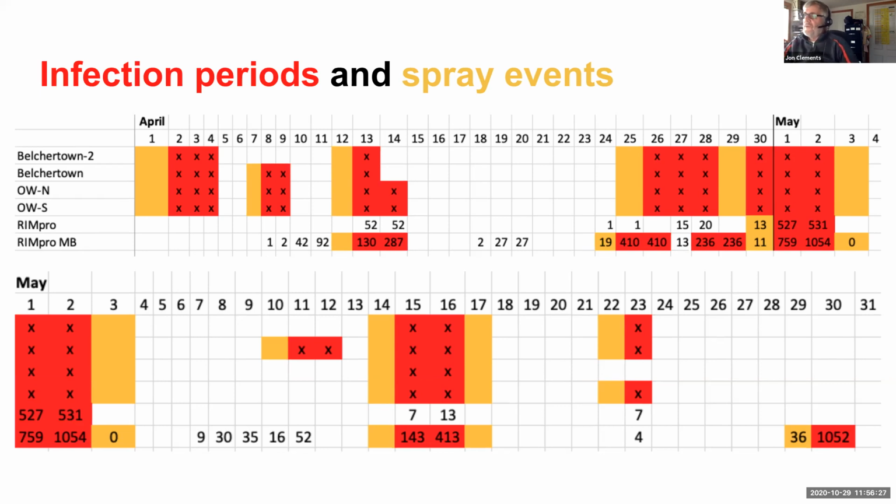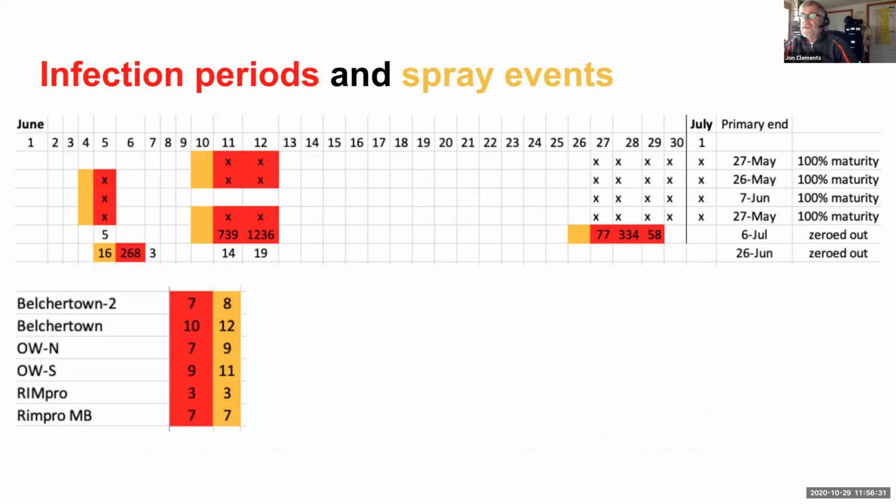So I won't hyper-analyze this right now for you, but to give you an idea how I did it. And then looking at June, this is how it panned out in June. Note at the end for NEWA, in general, 100% maturity was reached by the end of May, the 7th of June on one of them. I think that was plain RIMpro. No, excuse me, that was one of the Orchard Watch sites.